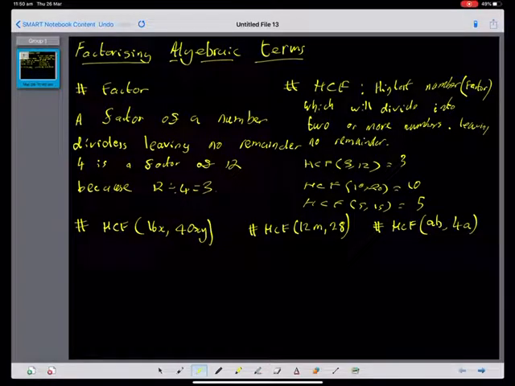Okay, so we're doing factorising algebraic terms, and this follows chapter 310, factorising algebraic terms in the Year 8 New Century Maths book. So we're on page 106.